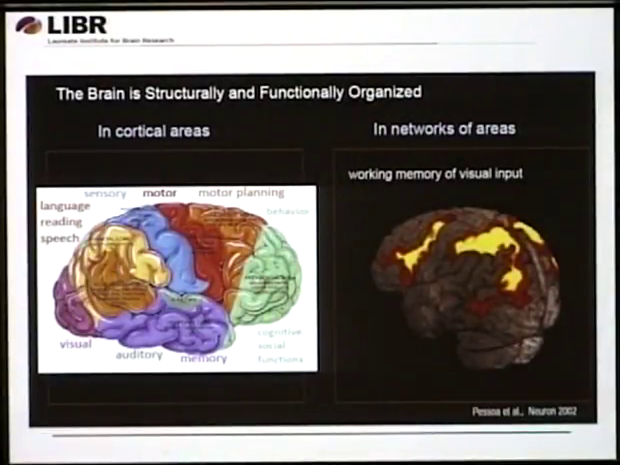So we know that the brain is structurally and functionally organized. We call these cortical areas. Say this is the front of the brain. We know now, from many years of research in different fields, neuroscience, anatomy, and monkey and animal studies, and in humans particularly, that this part of the brain is responsible for cognition and social function.